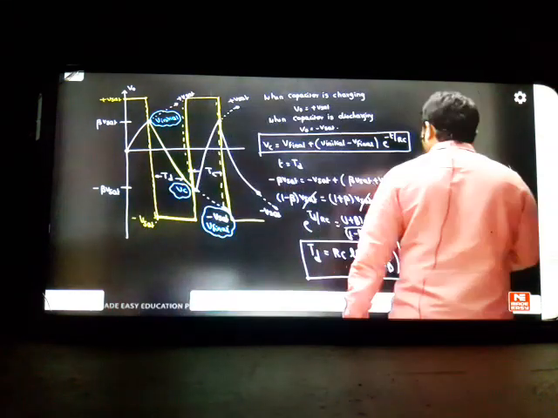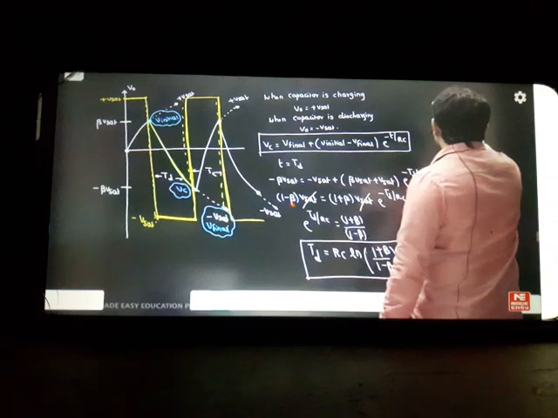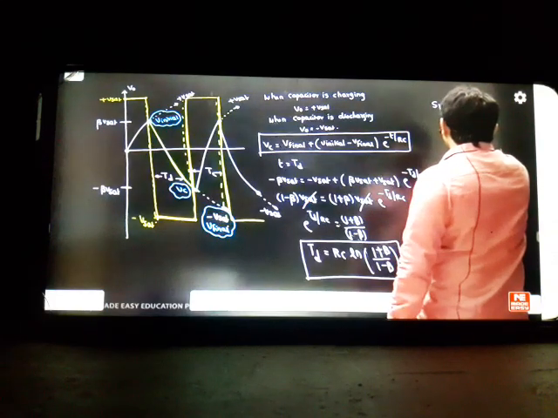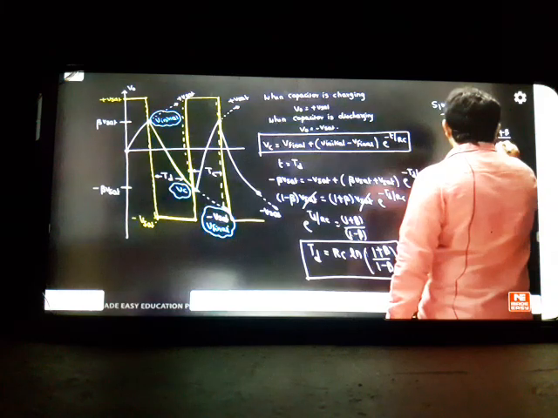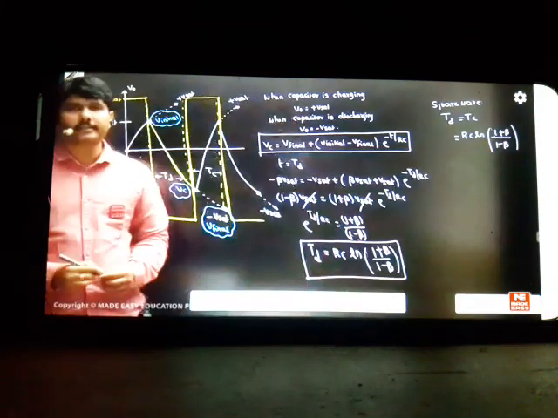So according to the square wave, this is square. In a square wave, TD and TC will be the same. So the formula will be RC ln((1 + β)/(1 − β)). So square wave wise both are the same. Charging and discharging will be the same.